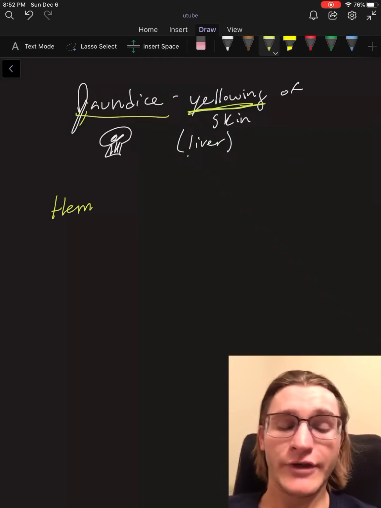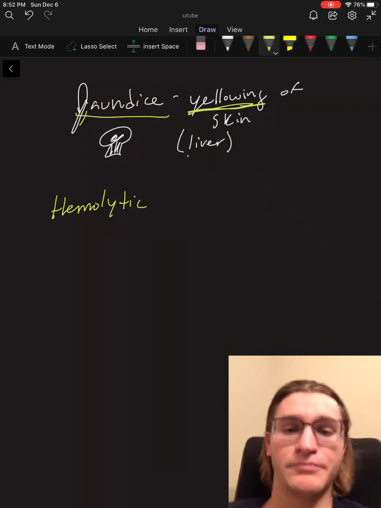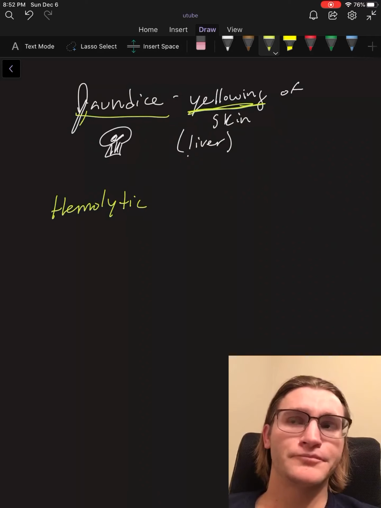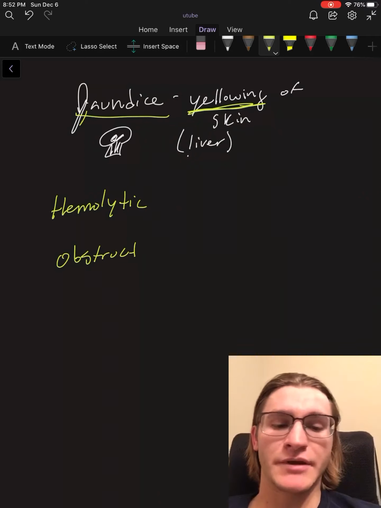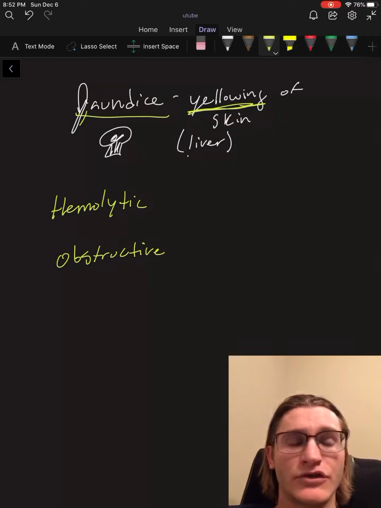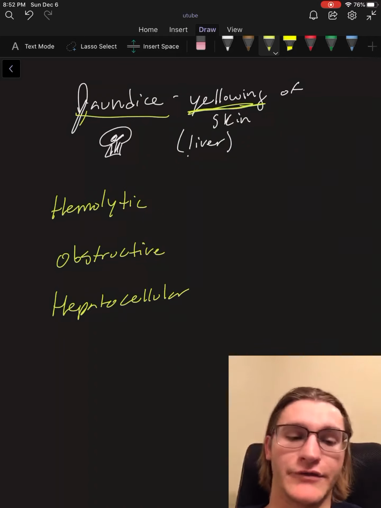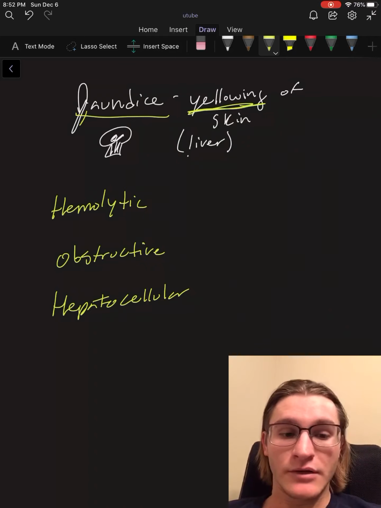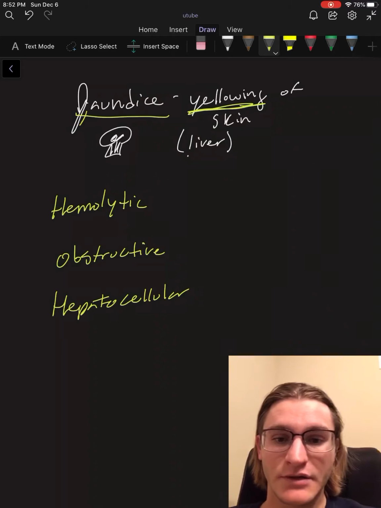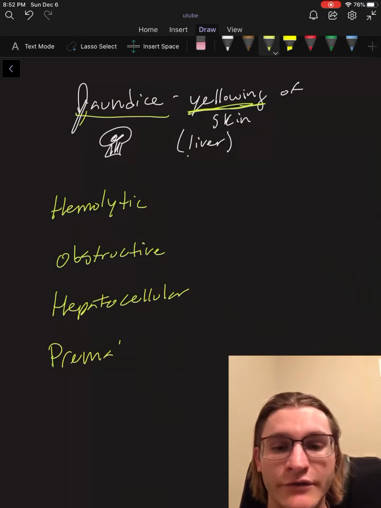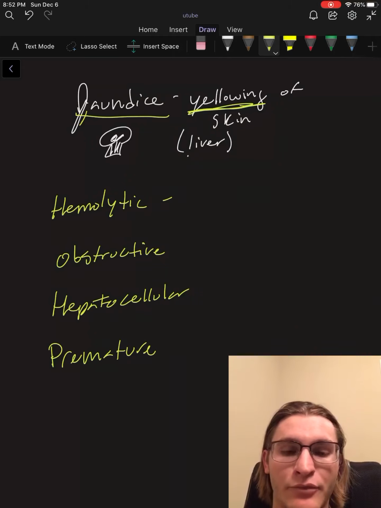And jaundice or liver failure can be helped by getting a liver transplant, or surgically removing portions of your liver that don't work anymore. And there's different ways, but it usually means liver failure, so it needs medical attention. So we have hemolytic, obstructive, hepatocellular, and premature.